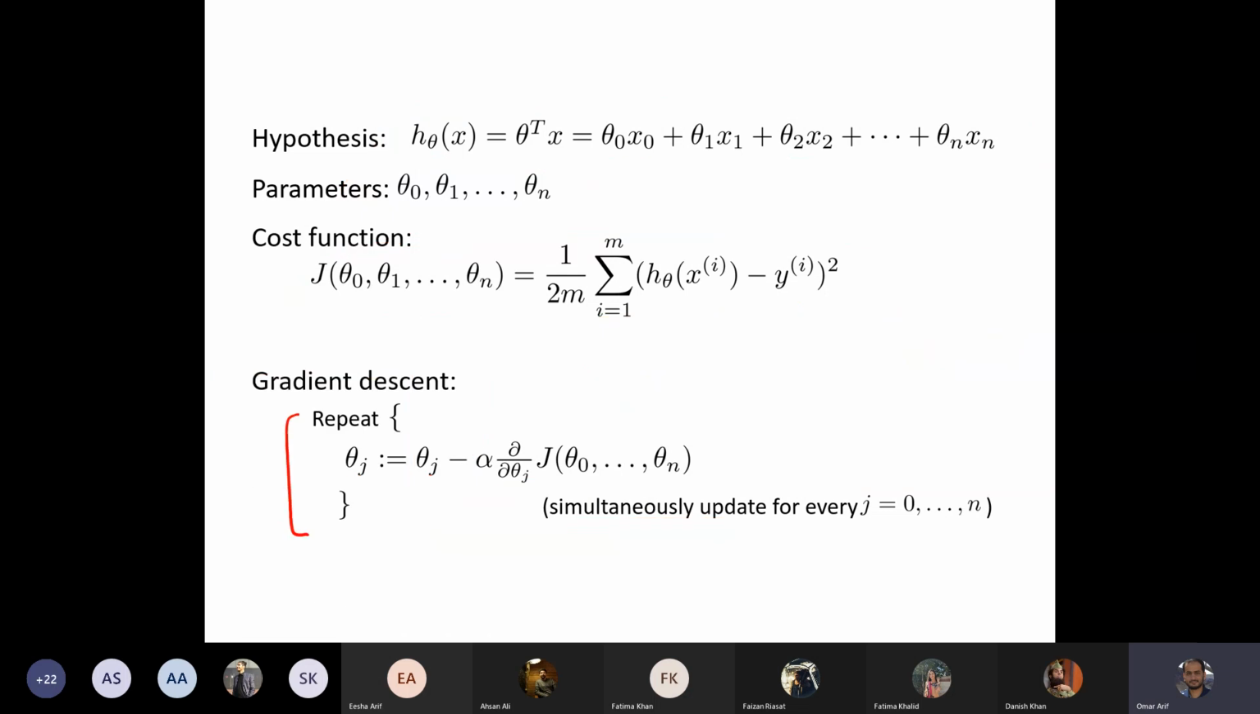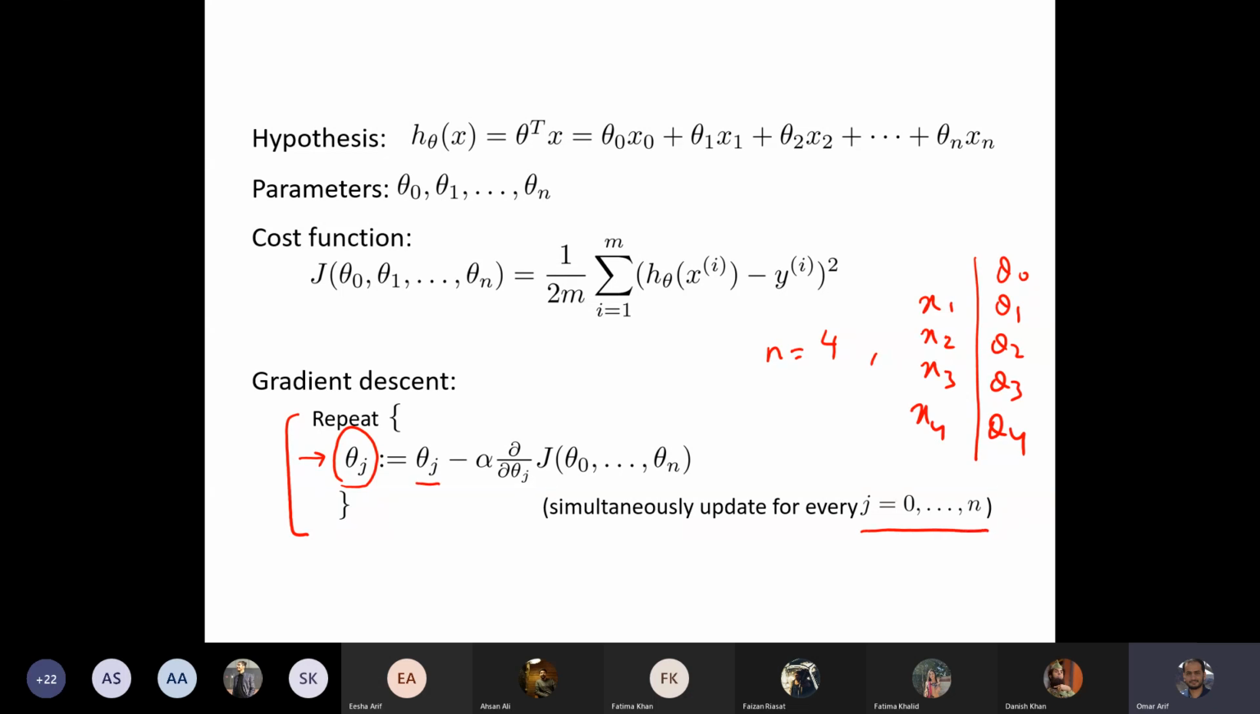I will repeat this statement. This is theta j. If, let's say, n is 4, which means I have 4 features, x1, x2, x3, x4, then my theta would be theta 0, theta 1, theta 2, theta 3, theta 4. So I have to update these 5 parameters in each iteration. I'm just writing j, but j goes from 0 to n.